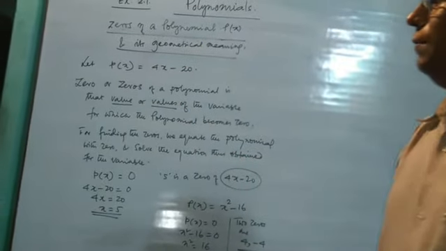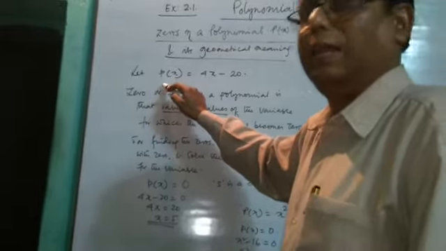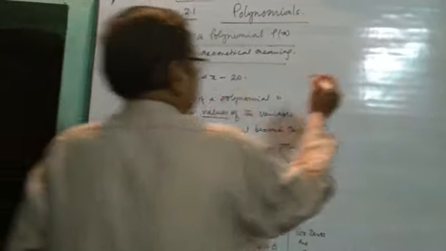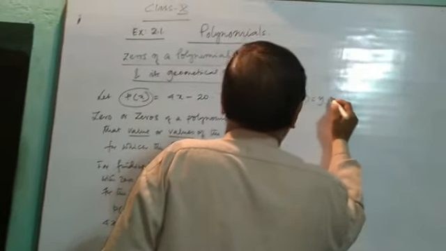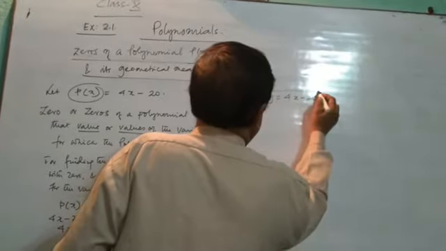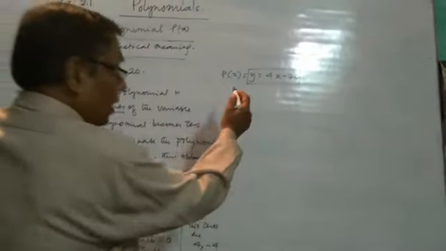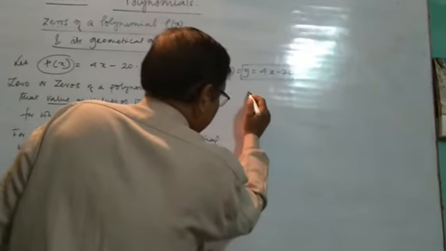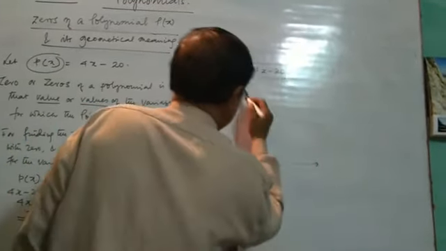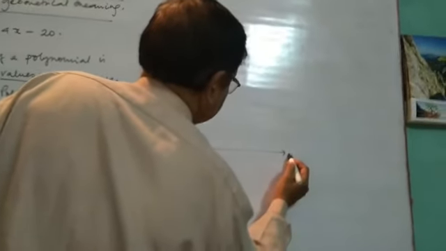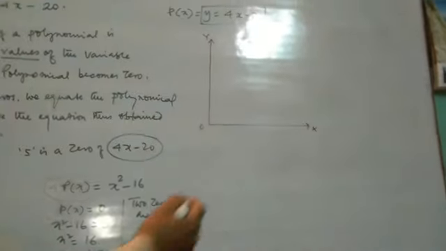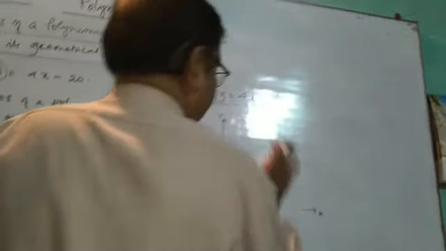Now we will see the geometrical meaning. P(x) means polynomial in x. For 4x minus 20, we can suppose this P(x) is equal to y. P(x) can be supposed as y is equal to 4x minus 20. Now see, y stands for the polynomial in x. Now if you plot this y equals 4x minus 20, or P(x) equals 4x minus 20, on the graph, this is the y-axis, this is the x-axis. We know how to plot it on the graph.